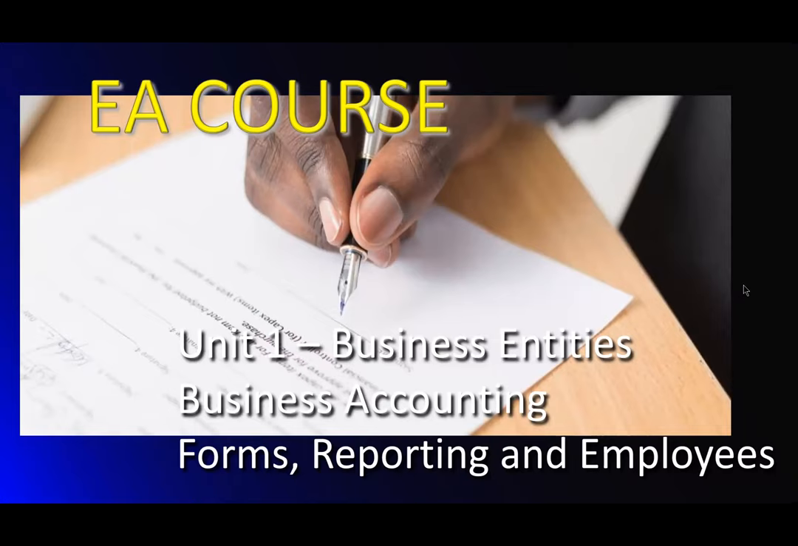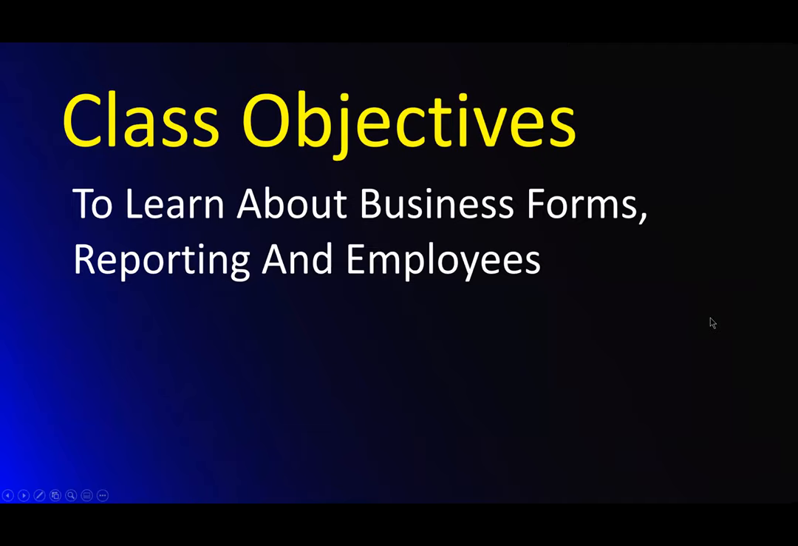All right. So with the business entity, they have their own set. A lot of the forms are the same, but each one has its own set of forms. So what we're going to do is go over the specific business accounting itself. Let's start with some of the basic forms. We're going to cover the business forms, the reporting, and what the employees are and how those are reported.